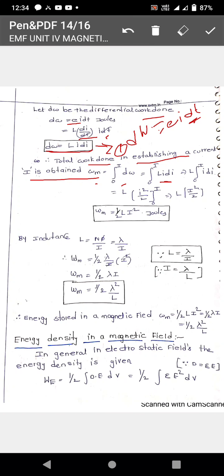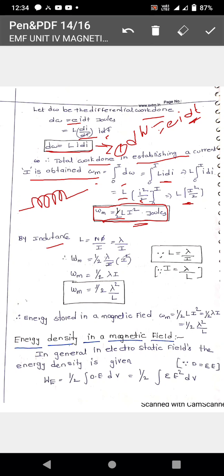Finally, the inductance L is a constant, so we take it outside: integral from 0 to I of I dI. If you integrate this, you get I square by 2, with limits 0 to I. If you substitute I, half L I square is the energy stored in the magnetic field. The inductor stores the energy in the form of a magnetic field. What is the energy stored in an inductor? You know, half L I square. You obtain it like this. We can substitute another formula also.